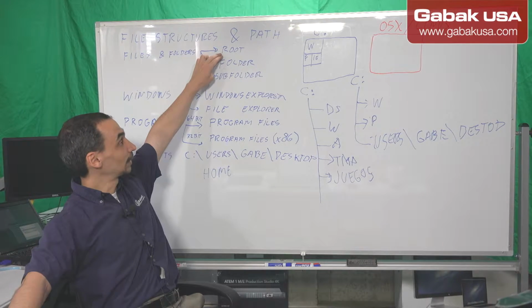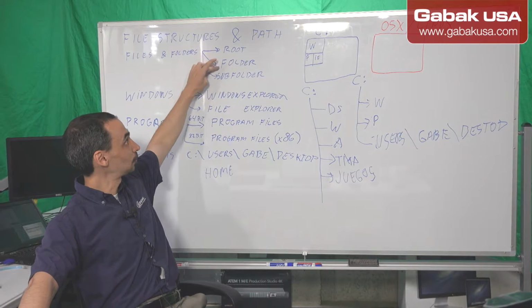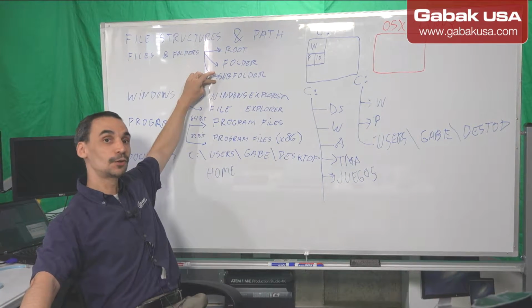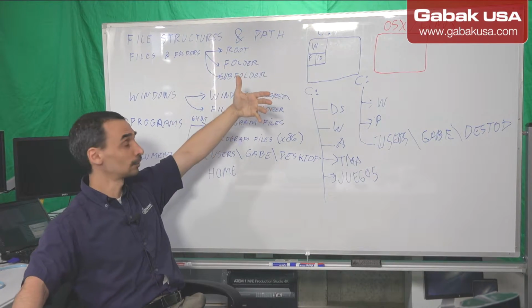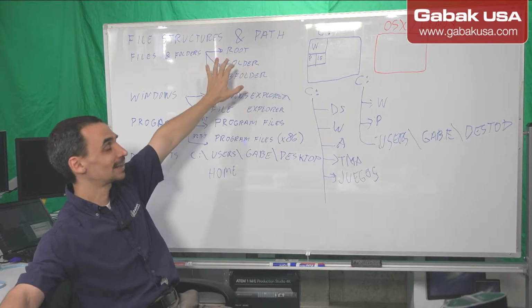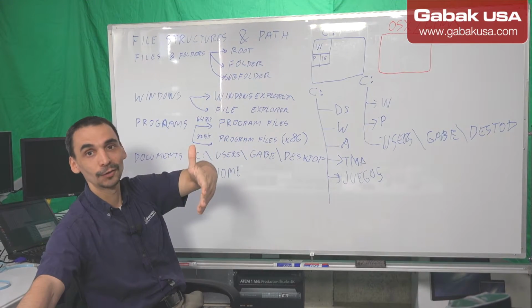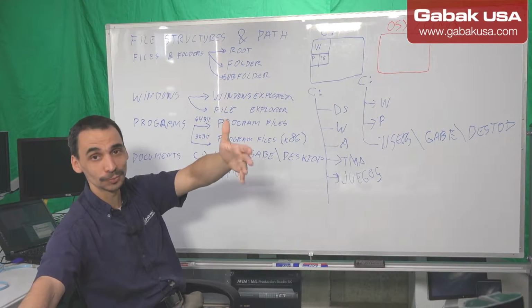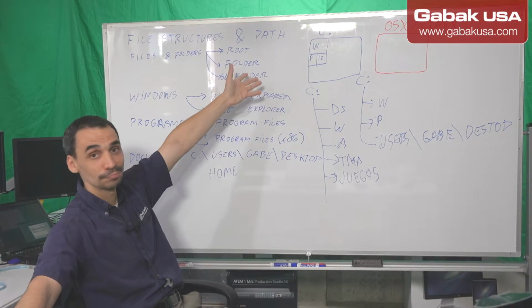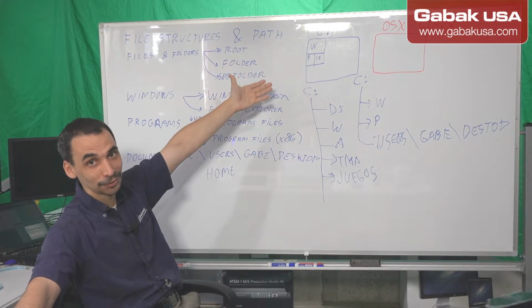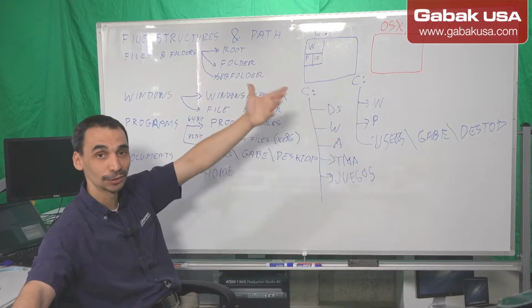And then we have, like I said before, root, folder, and subfolder. So inside of one folder, we can create another one. It's the same thing with all the operating systems. I'm showing you right now on Windows because it's what most people have. Otherwise, if you have a Mac, you can do the same thing. I'll show you a little bit on Linux as well.